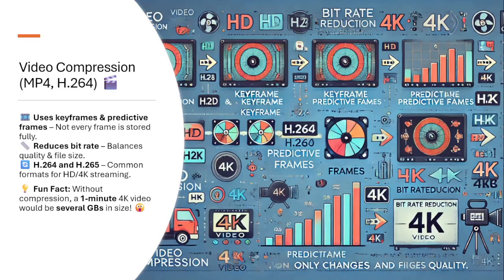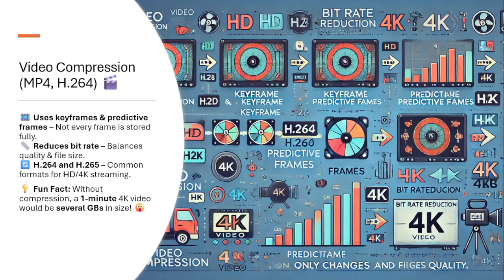Now I'll talk about video compression. So video compression makes it possible to watch HD and 4K videos without filling up all our storage. Instead of storing every frame fully, video compression uses keyframes and predictive frames. Keyframes are like snapshots while predictive frames only store the changes between frames. Compression also reduces the bitrate, which controls how much data is used per second of video. This helps balance file size and quality.